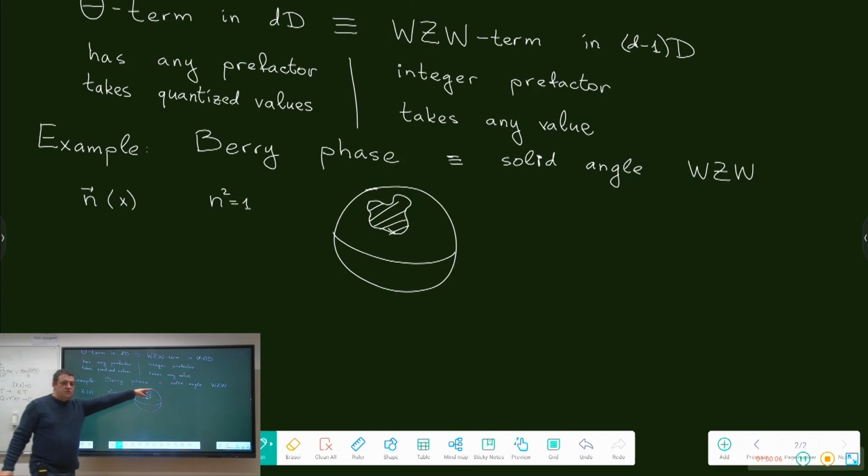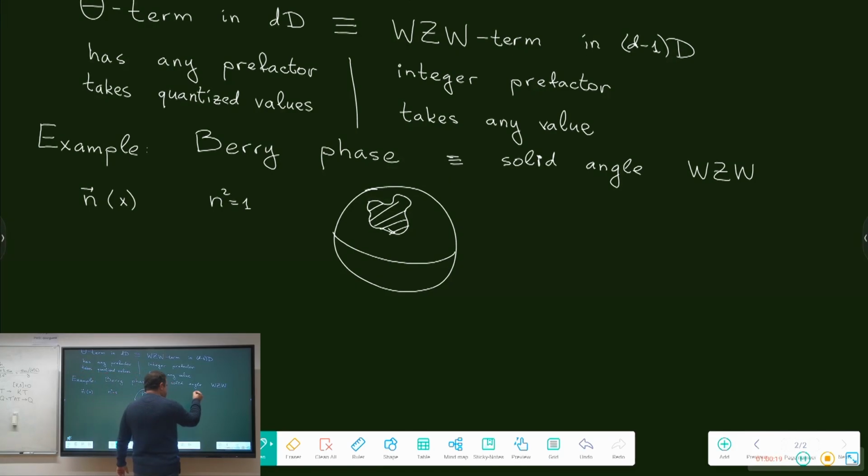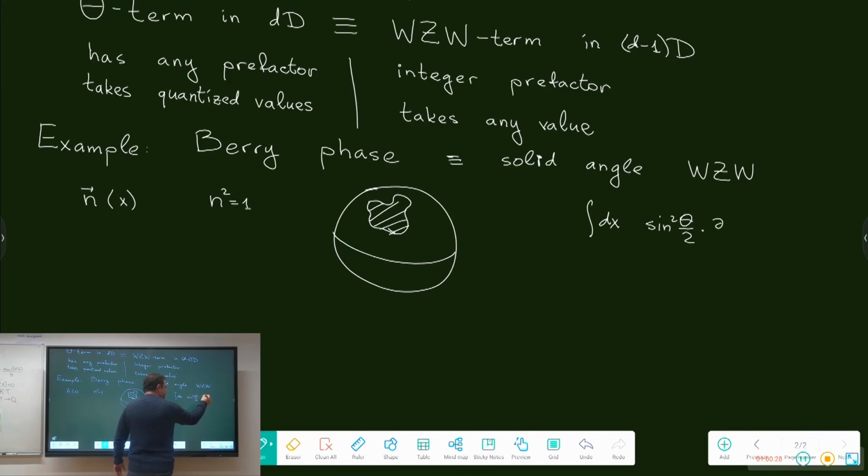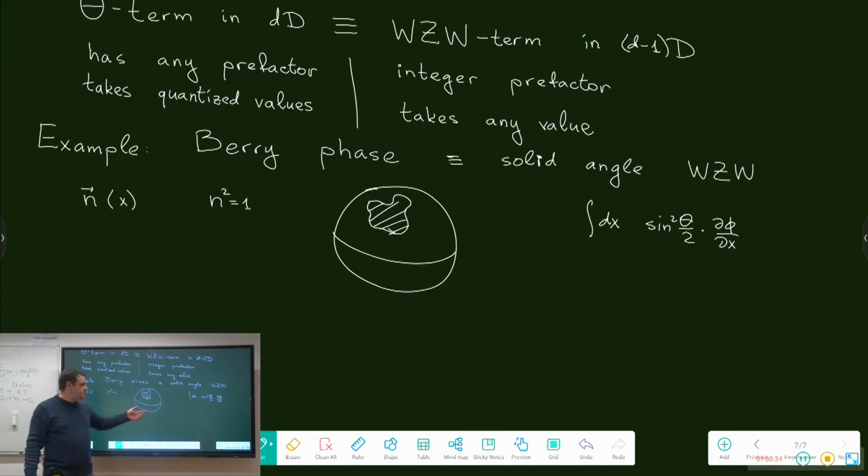Sorry, what is the theta term in this? It's a WZW-Witten term. There is no theta term here yet. Okay, only the WZW-Witten term. Now, it can be written explicitly, I don't remember exactly how, something like the integral dx of sine squared theta over 2 times d phi by dx, I believe. Theta and phi are the spherical coordinates on the sphere. So this is just the solid angle.